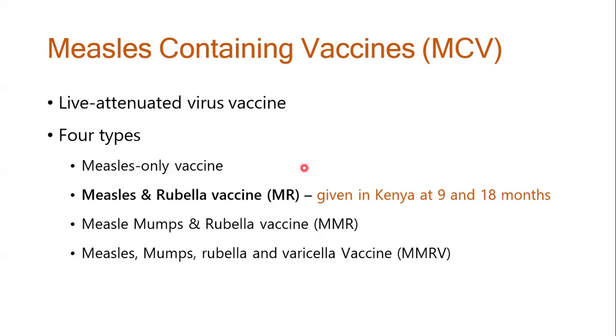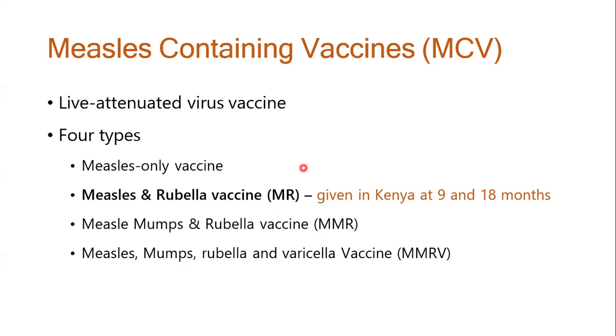For management, we do supportive management, okay? Rehydration, antipyretics for the fever. So there's no known antiviral for measles. Diagnostics, we said we do PCR or viral culture, and then we do serology, where we check the levels of IgG and IgM in blood, okay?